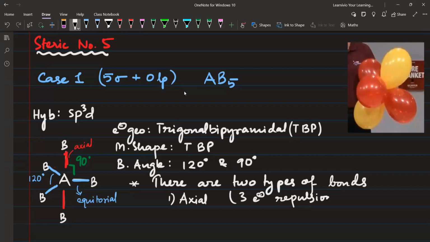And these repulsions are from where? These repulsions are from the equatorial bond. Does that make sense? Yes or no? Please tell me. Yes. No. Tell me. What is the bond angle between equatorial and equatorial? 120. And what is the bond angle between equatorial and axial? 90. So we will consider the 90 degree one because 90 degree is going to be closer.